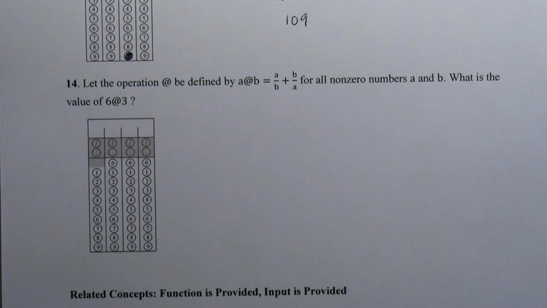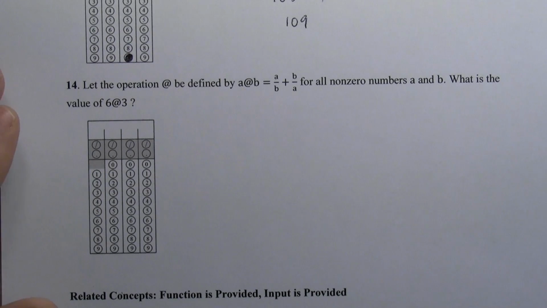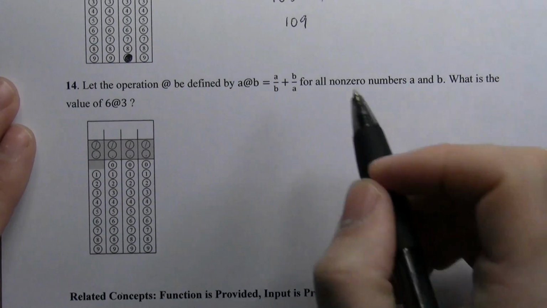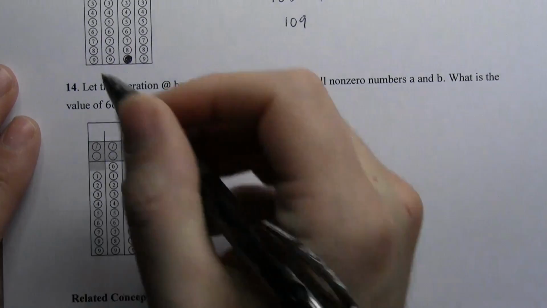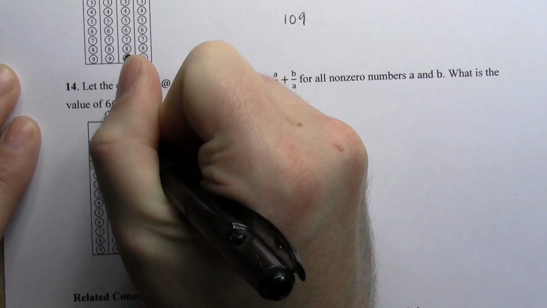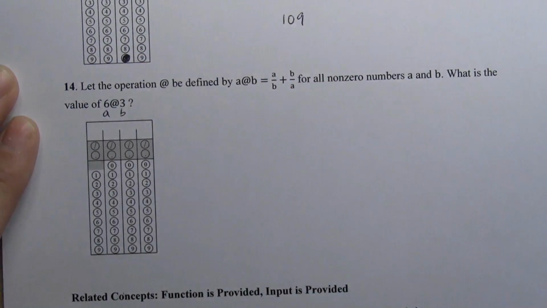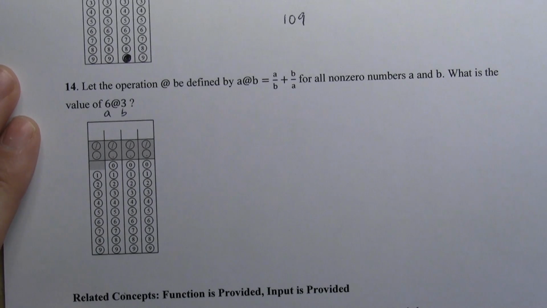It says that the operation @ is defined by a @ b is equal to a over b plus b over a for all non-zero numbers a and b. Why non-zero? Because they're in the denominator, and you can't have a zero in the denominator. It says, what is the value of 6 @ 3? So again, you can write the a and the b underneath if it makes your life easy. Wherever you see the a, replace it with a 6. Wherever you see the b, replace it with a 3.